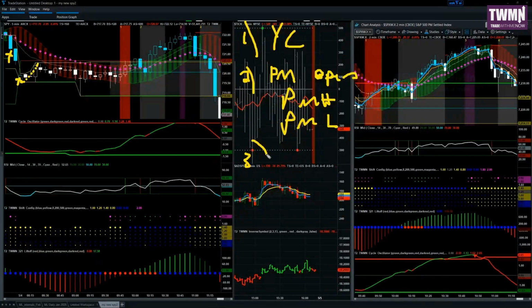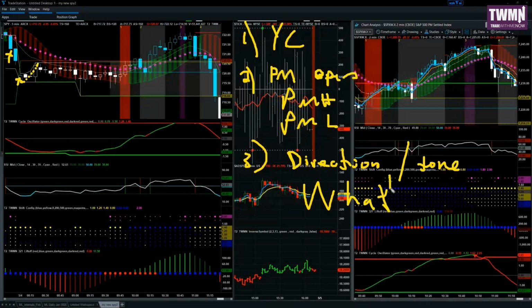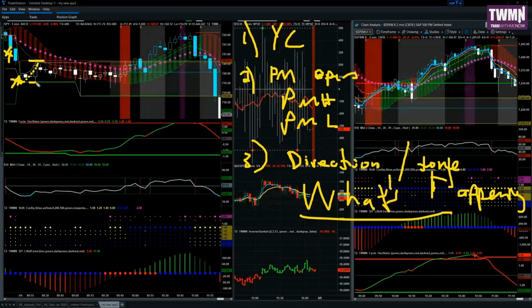So we look for some kind of direction or tone that exists. What is happening? Okay? Look closely here, because I'm going to draw it out. Yesterday's close, pre-market open. It makes a high. It makes a low. And then direction. What's the tone? What's the direction? What is happening?